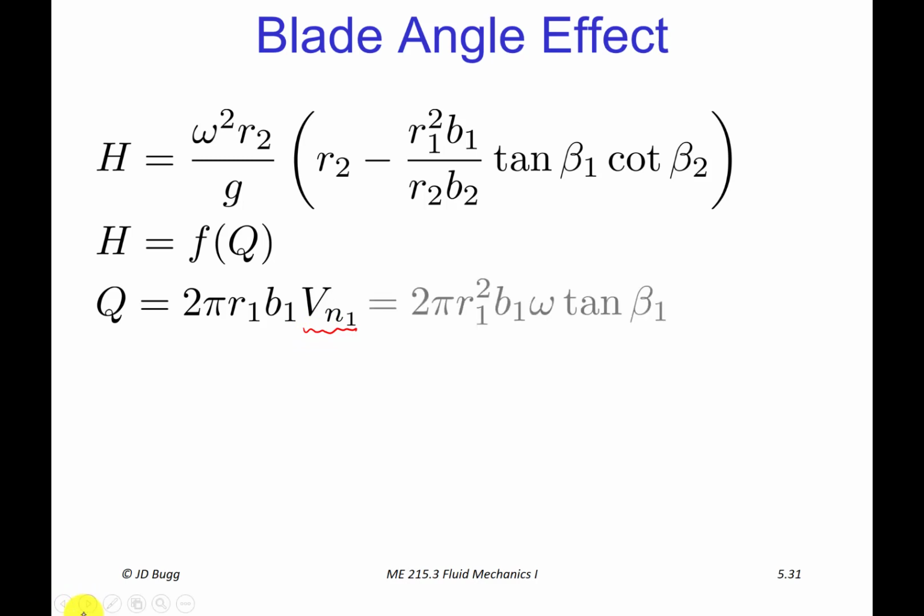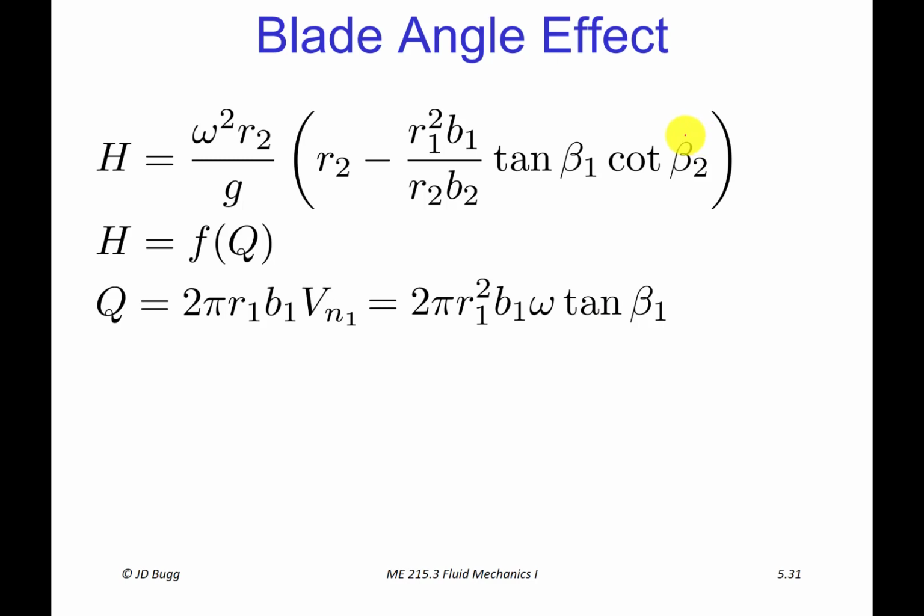So we bring that in, and Vn1 is equal to R1, so there's a squared there now because we already have an R1, times omega tangent of beta 1. So remember when we were looking at conservation of mass, that has to be the connection between Vn1 and those parameters. So our volume flow rate is 2 pi R1 squared B1 omega tangent beta 1.